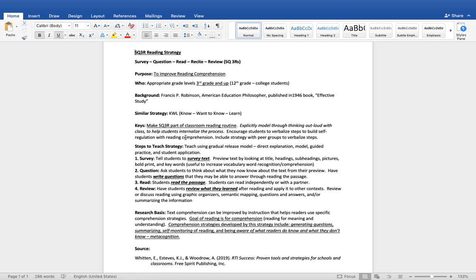Keys. The important key is to make SQ3R part of the classroom reading routine. Just like any good instruction and evidence-based instructional strategies, this strategy must be explicitly modeled through think-alouds with the class, help students internalize the process, encourage students to verbalize their steps and their thinking, and this will help build self-regulation as readers and for their reading comprehension.